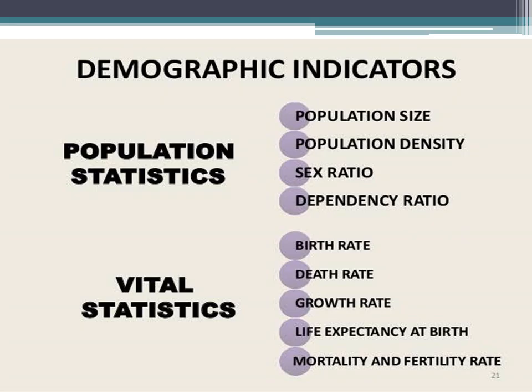Now, coming to demographic indicators, they are broadly classified into population statistics and vital statistics. Among the population statistics, we have population size, we have population density, sex ratio, and dependency ratio. Now, among the vital statistics, we have birth rate, we have death rate, growth rate, life expectancy at birth, and then mortality and fertility rates.